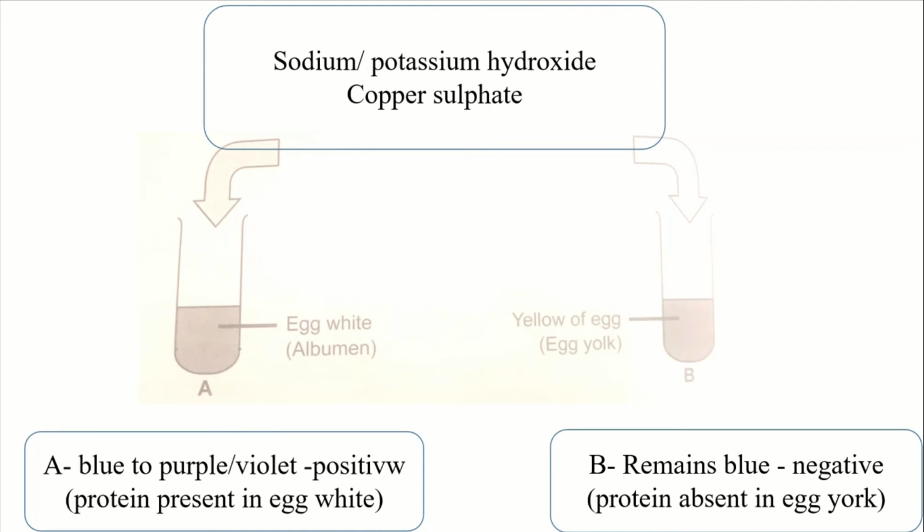All right, so this is how you test for protein. You can be given any food sample. Now, what you should look for is if there is a color change from blue to purple, then you should know that it's a positive response. But if there is no color change at all, if it's remaining blue, that means that whatever food sample we are testing does not contain protein at all. So it's a negative result.